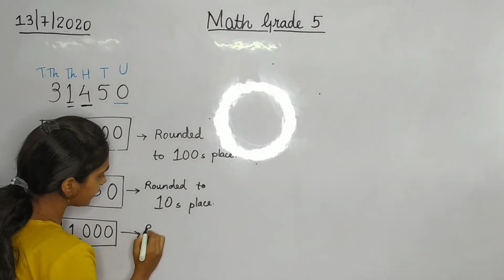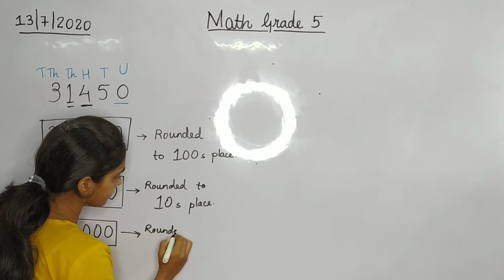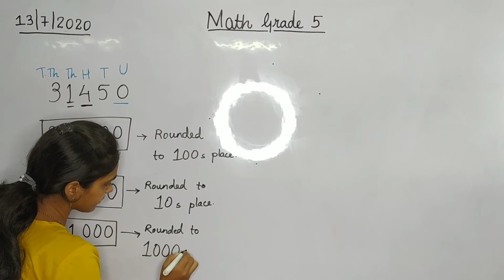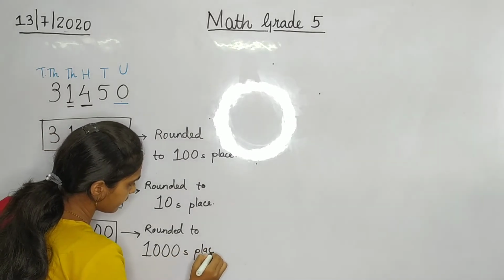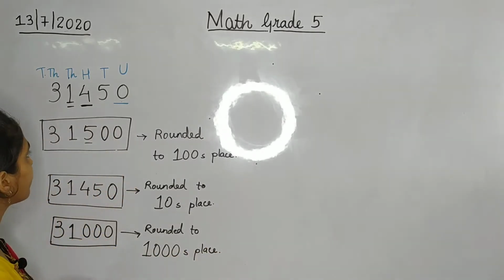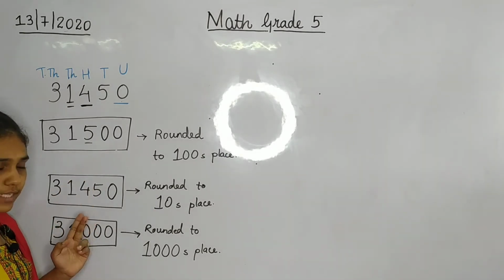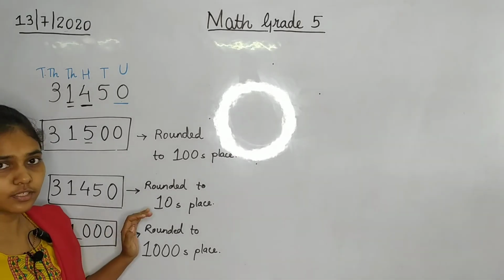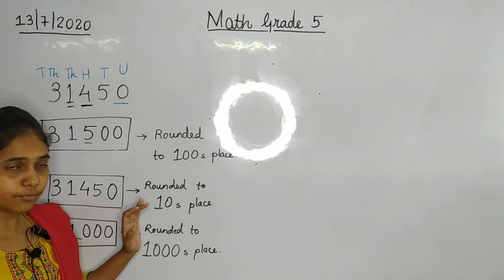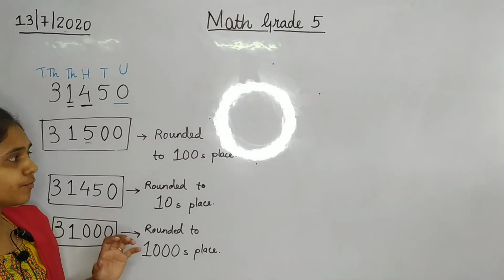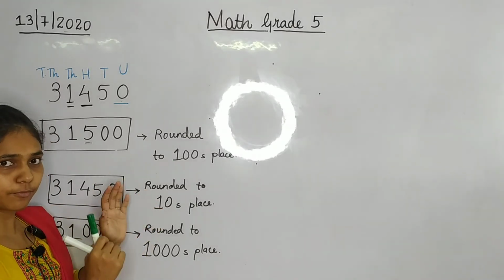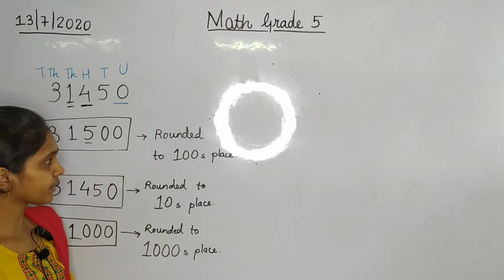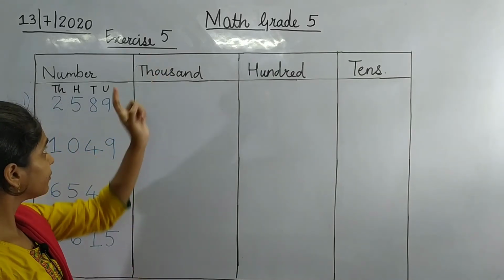Okay, rounded to thousands place. Okay, so everyone has understood this, how to round off a number to its hundreds place, to its tens place and to its thousands place. Okay, so now we will see an exercise based on this, which is exercise number 5. So we will see a few examples in which we have to round off each number to its hundreds as well as thousands as well as tens place. Okay, so now we see exercise 5.